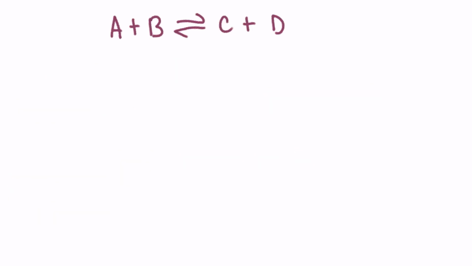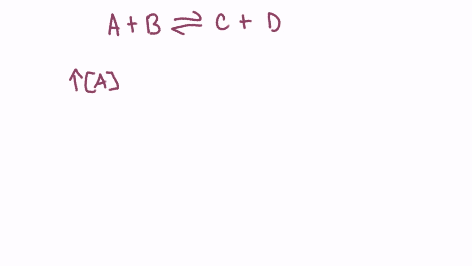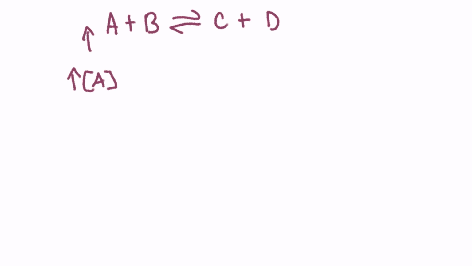Now, what would happen to this reaction if I increase the concentration of A? Where would the equilibrium shift? Using the principle that we just learned, we know that if we increase concentration of reactants, the system will try to get back to equilibrium, which means that it will favor products.